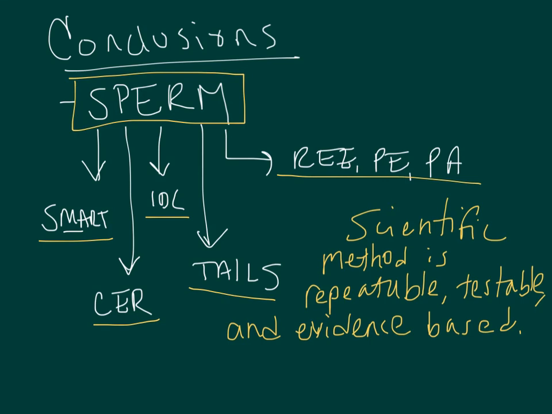In conclusion, we find that the scientific method is repeatable, tested, and evidence-based. Using all these tools, we can make sure we document the process so that other people can get on the same path, find similar information to confirm our results. So hopefully you learned something about SPERM, TAILS, and a little bit about the little parts in between the scientific method.